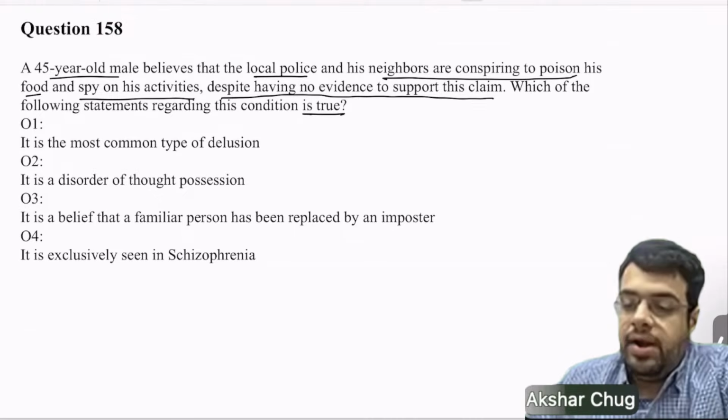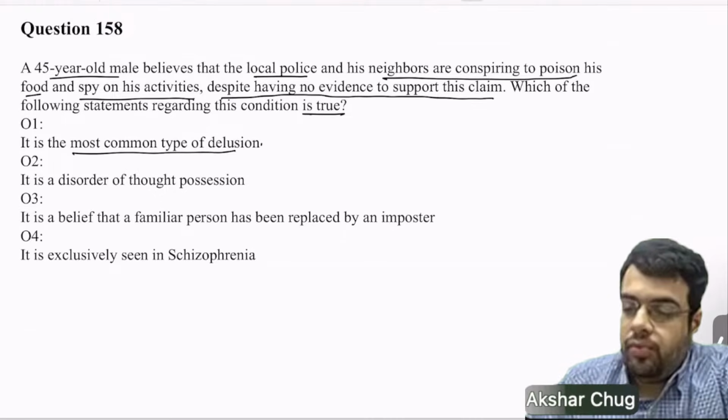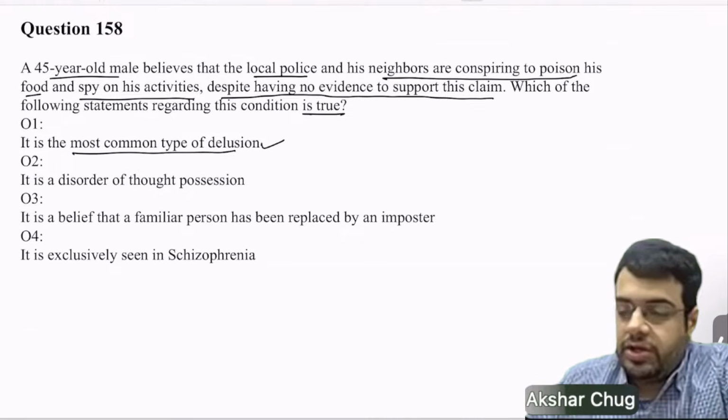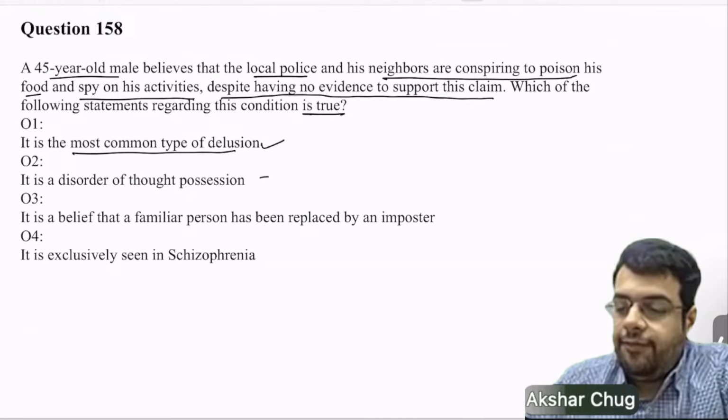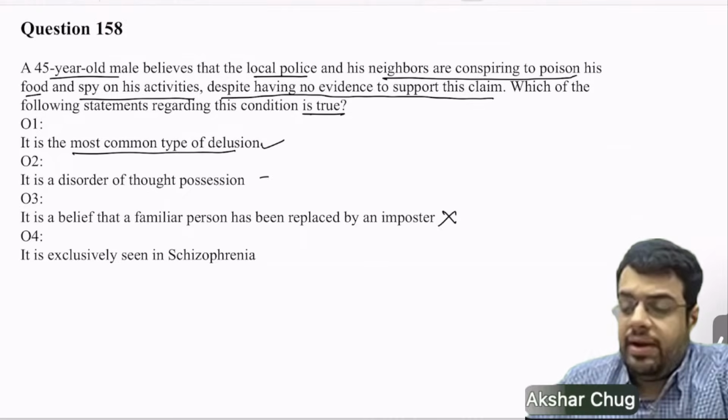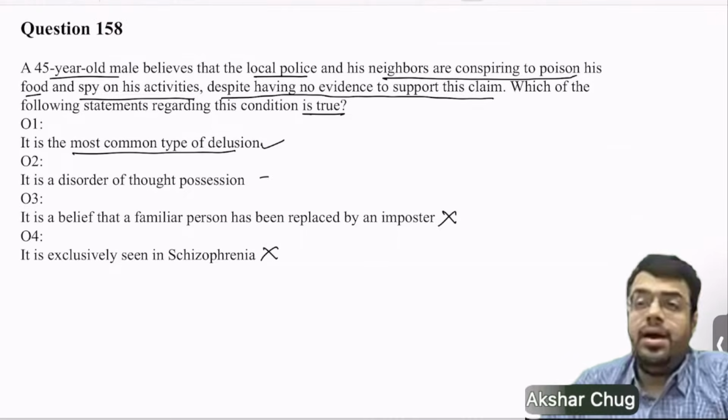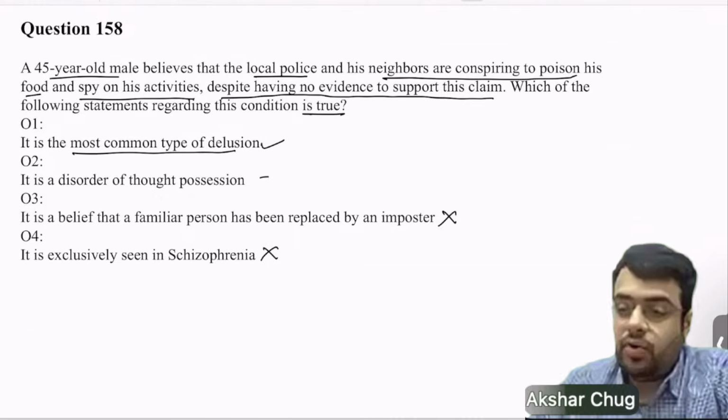It is the most common type of delusion. It is true. Disorder of thought possession. Okay. The belief that a familiar person has been replaced. This is false. Exclusively seen in schizophrenia. It is again false. And disorder of thought possession points towards obsession and not delusion.